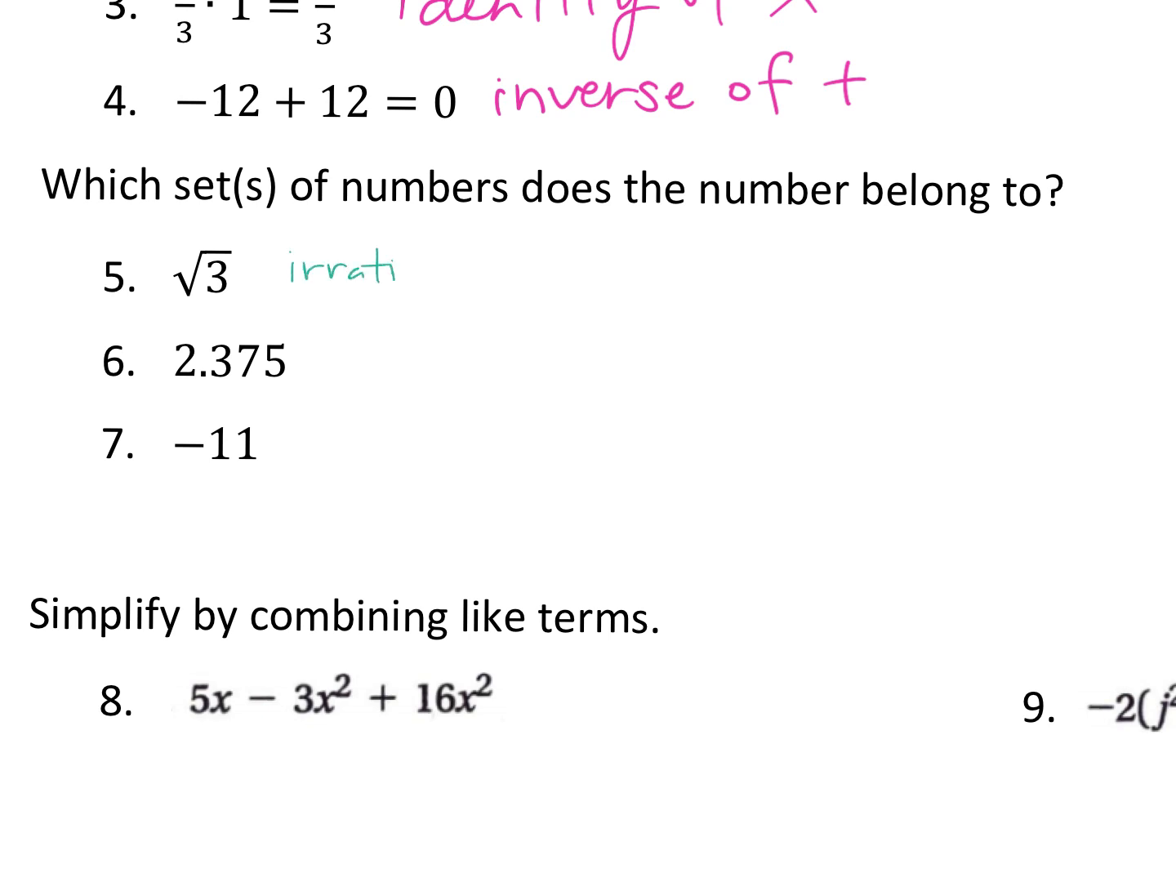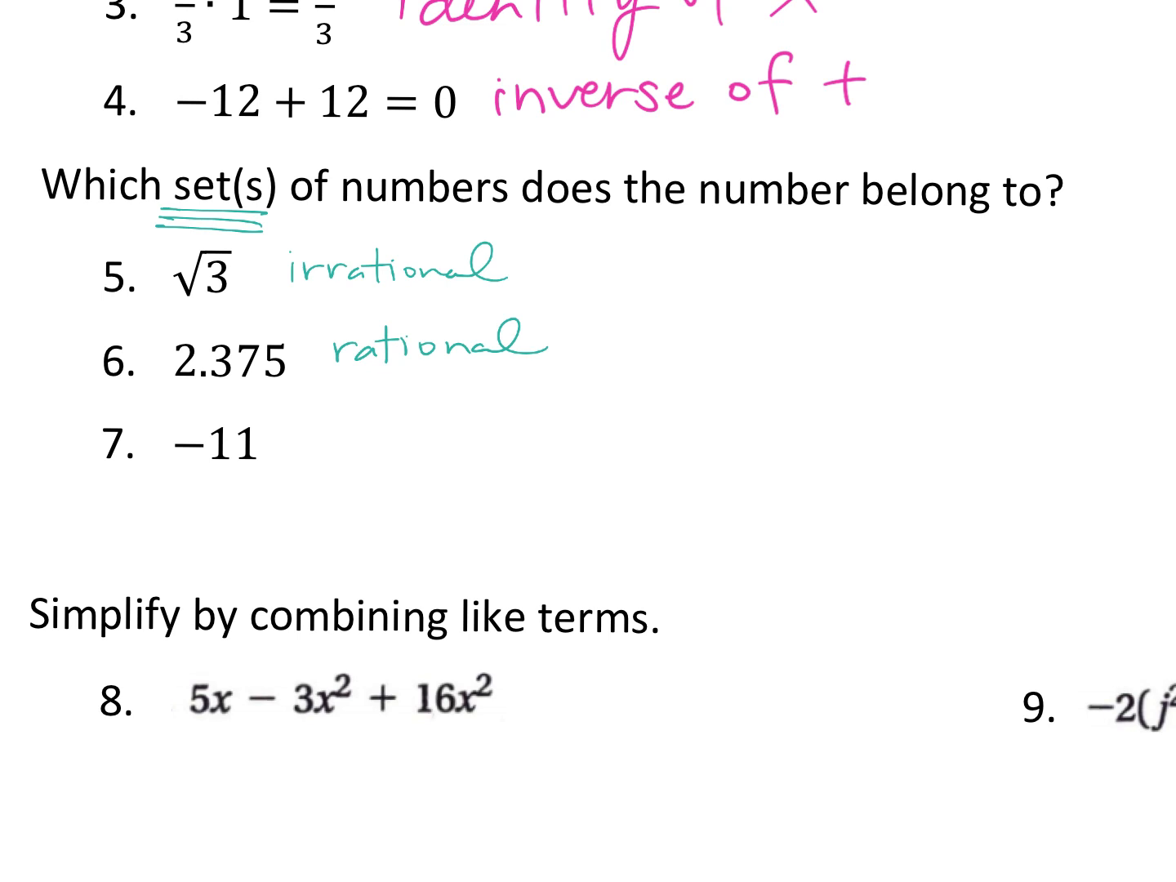Irrational, right. And notice this says what set or sets of numbers. So we want every set of numbers that this could fall into, okay? Not including real, because everything will be real. How about number 6, 2.375? Those are rational, because you may write it as a decimal that terminates. Number 7, -11 is? Integer.